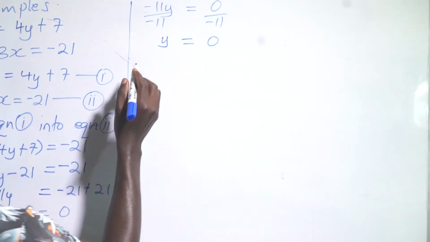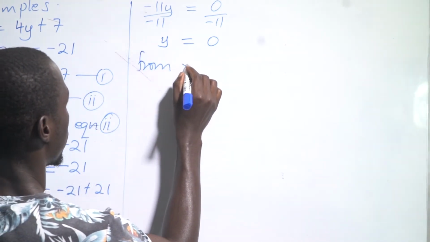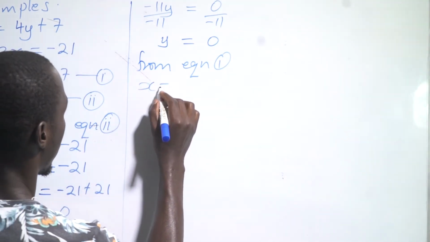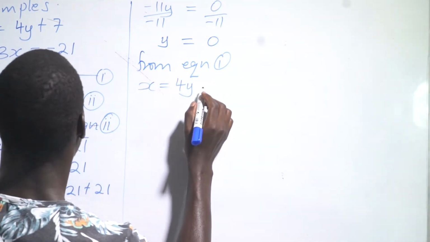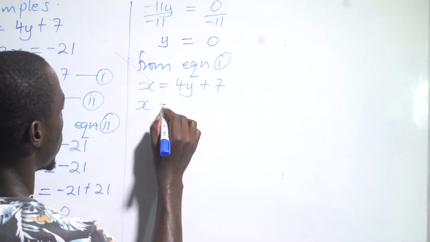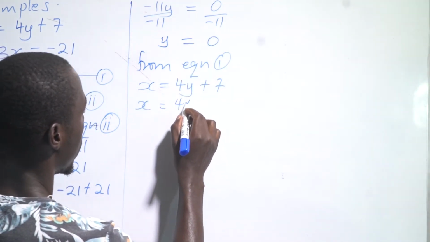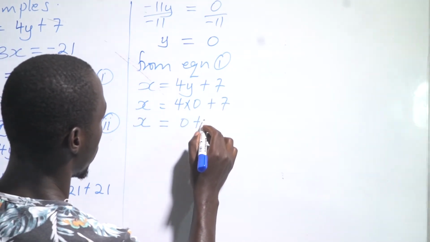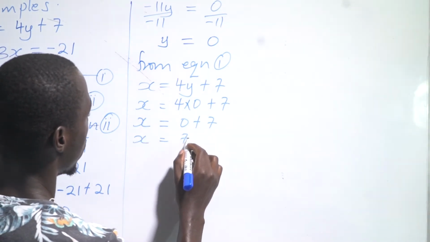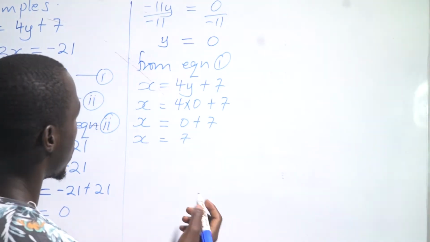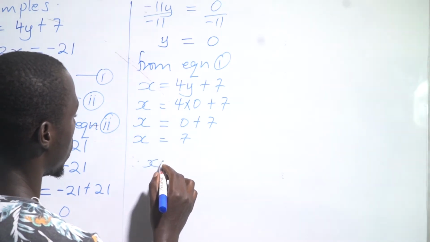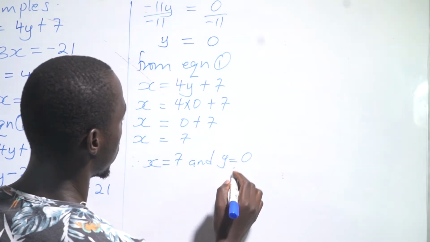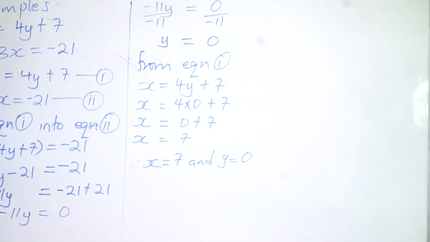Then from equation 1, I get the x. So I substitute my y value that I've got there. This is x is going to be equal to 0 plus 7. X is equal to 7. When you add 0 plus 7, you get 7. Therefore, the x value is 7 and the y value is a 0. So that is our example 2.